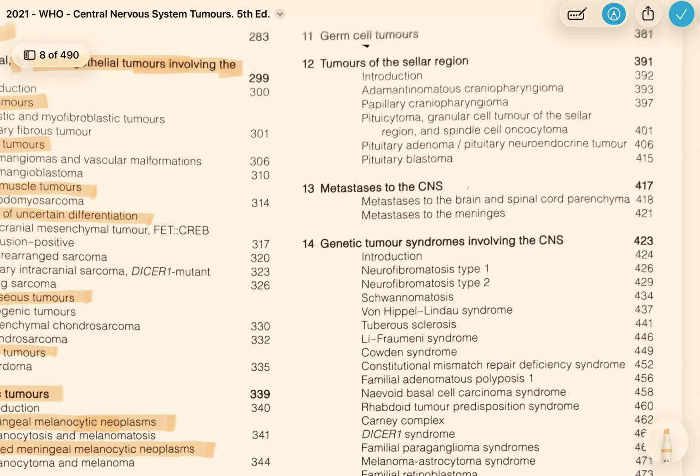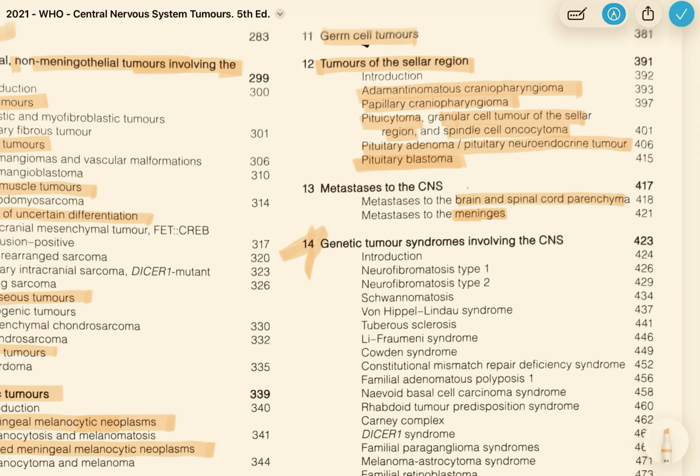Other than this, we can have germ cell tumors and tumors of the sellar region, which are adamantinomatous craniopharyngioma, papillary craniopharyngioma, pituicytoma, granular cell tumor of the sellar region, and spindle cell oncocytoma, pituitary adenoma or pituitary neuroendocrine tumor, and pituitary blastoma. Then we can have metastasis to the brain and spinal cord parenchyma and to the meninges.